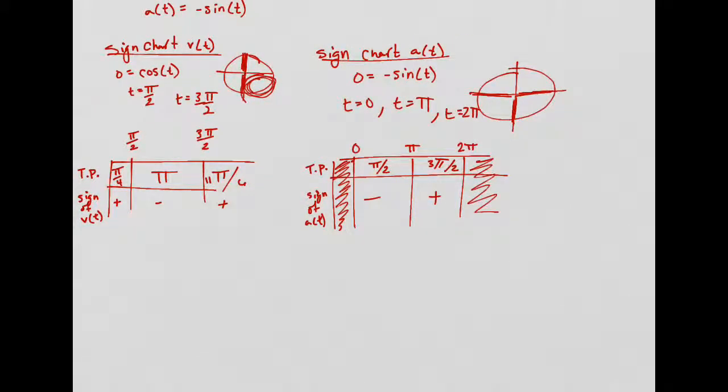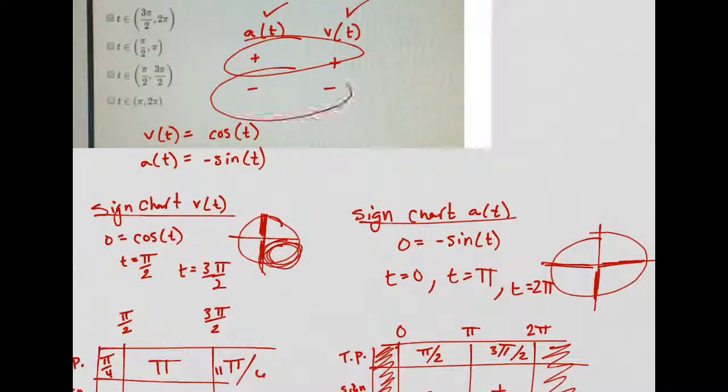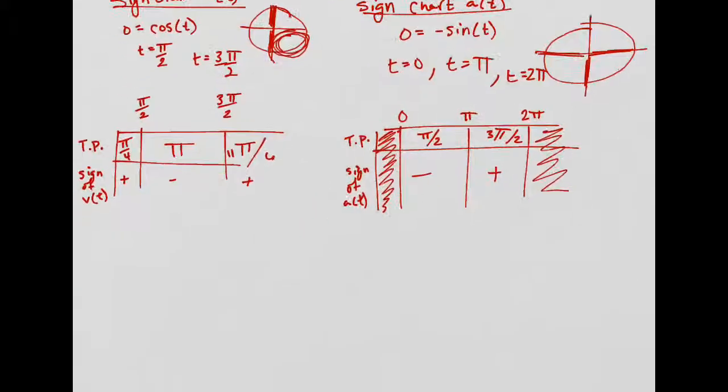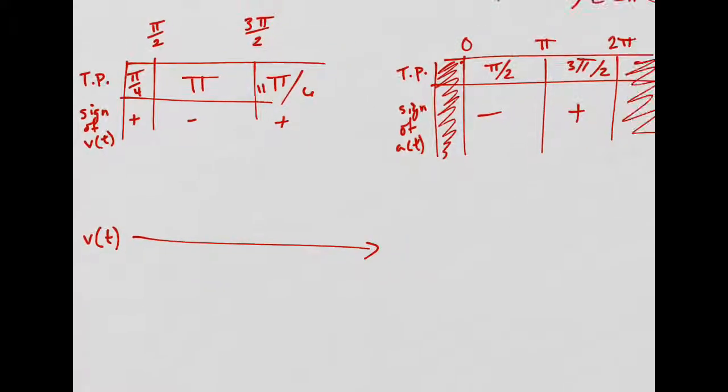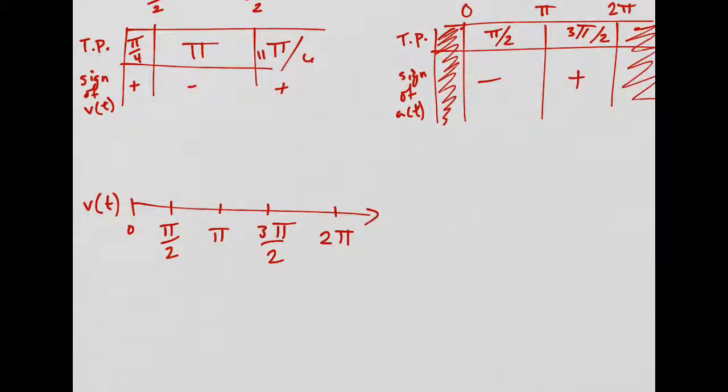Now, you can look at these two sign charts and see where they overlap. Remember, we're looking for either positive, positive, or negative, negative, because that's when the particle is speeding up. Or you could just draw a number line for both. That's what I'll do. This one's for v of t. I put the critical values on the number line for everything. I'll start with 0, then pi over 2, then pi. I'm combining all the critical points. Then 3 pi over 2, and then 2 pi. That's how it goes.